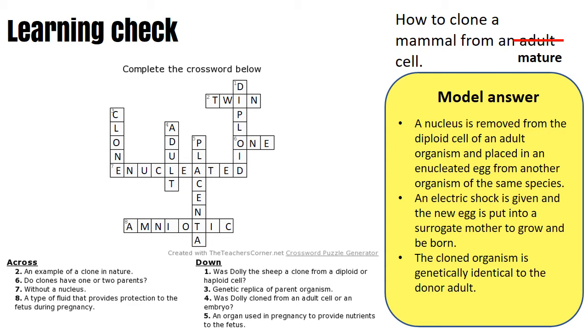Right, there's one more thing. It is worth noting before we go, as a little tip, most of the time we say Dolly was cloned from an adult cell, but in the past, exams have been known to call it a mature cell. It's exactly the same thing. Don't let it worry you. Adult cell, mature cell. As far as the iGCSE is concerned, it's the same thing.